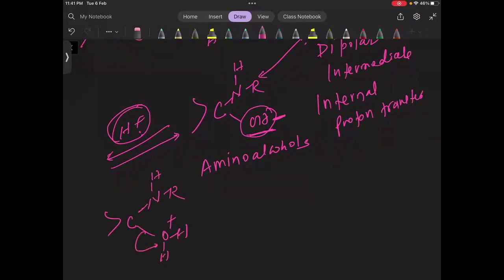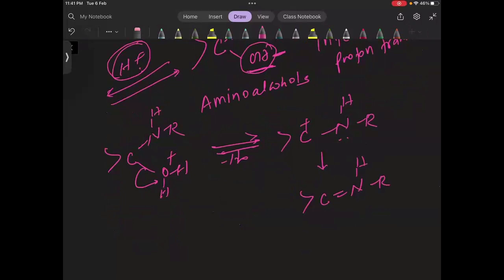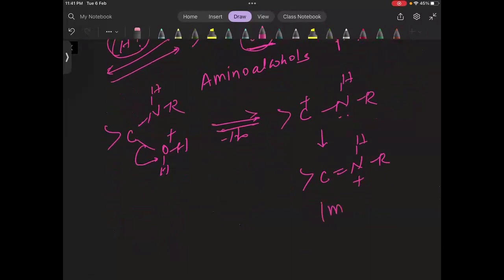Now that will leave, and the water is lost, and the compound that is formed is C cation, N, H, R, with a lone pair. This lone pair will form a double bond. You can see here C double bond N, H, R. Correct? So these things will form. When the lone pair is donated to the nitrogen, this is called an ammonium ion.